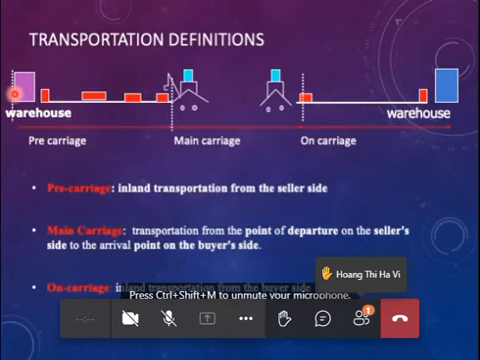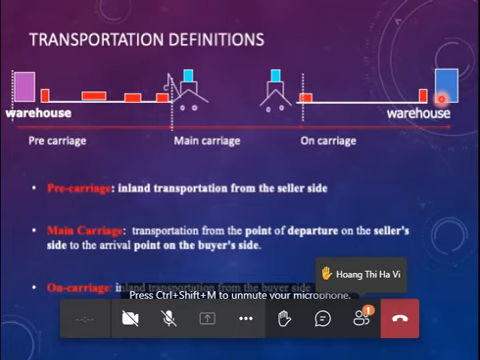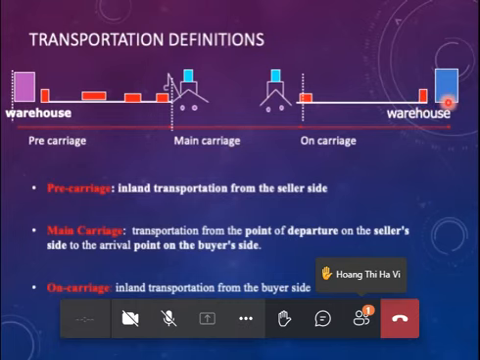Okay, look at this. Then your shipment, your goods need to be transported from here to here, right? From here to here. So any other negotiations should you make?